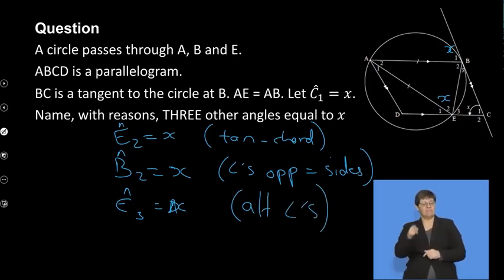And that's what you will then need to do. So firstly, we used the fact that this is tan chord, and then we found B2, and then from B2 we know we have alternate angles, which gives us E3. And that's how you can then solve these questions.